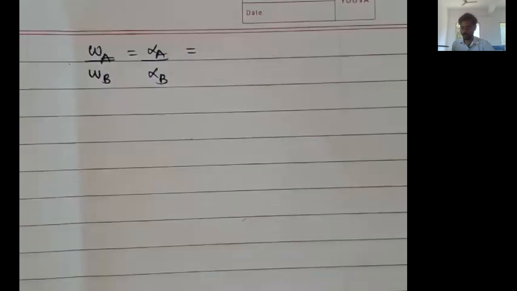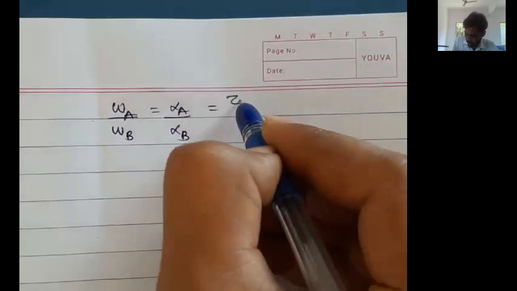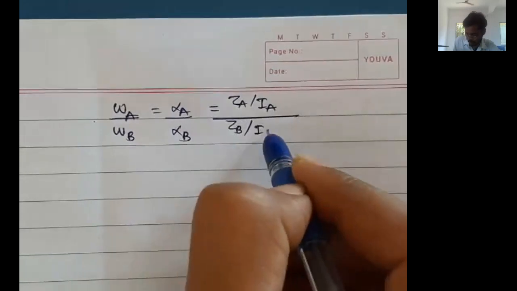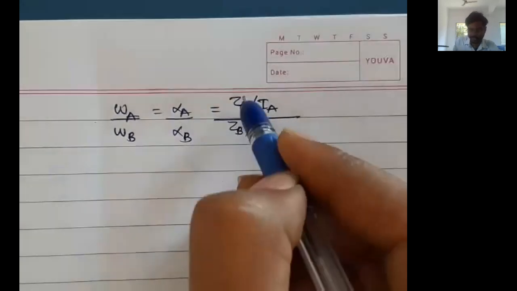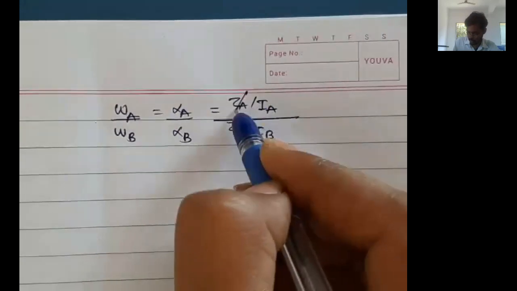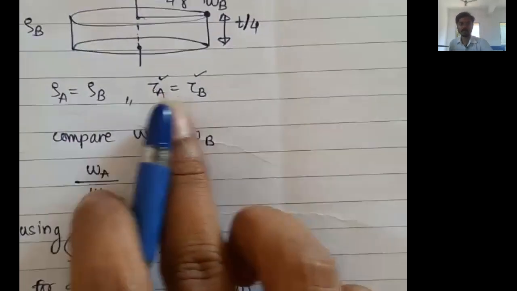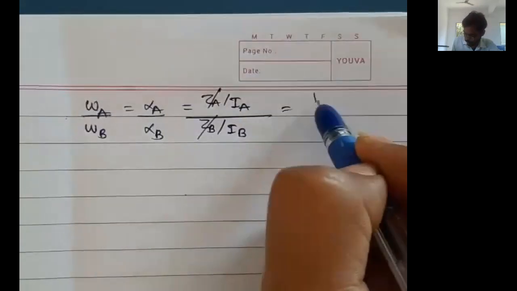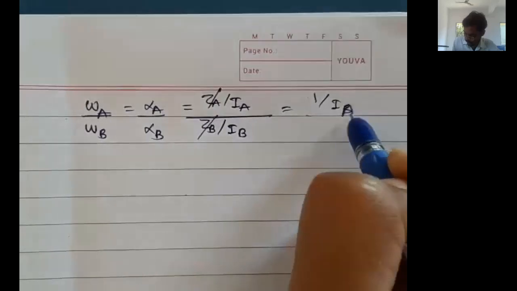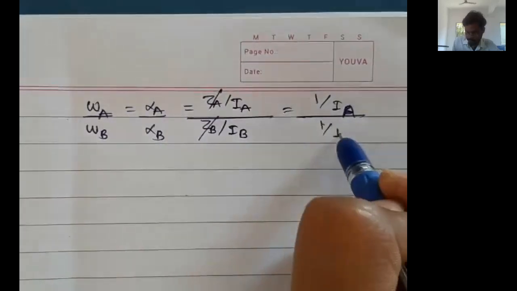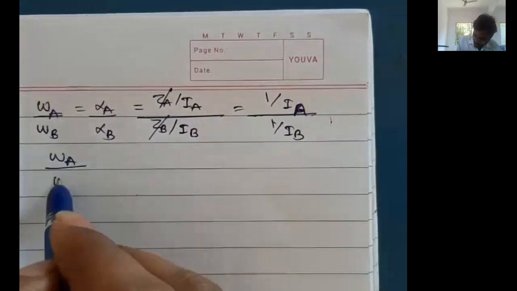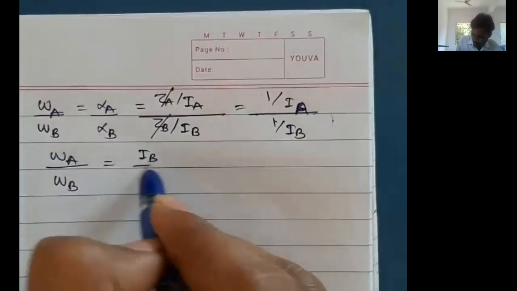Tau is equal to I alpha and therefore alpha is equal to tau upon I. So torque on A upon moment of inertia of A, divided by torque on B divided by moment of inertia of B. But torques are given equal, so you can just cancel these torques. In the numerator we have 1 upon IA. In the denominator we have 1 upon IB. This IB goes into the numerator. So omega A upon omega B will become IB upon IA.